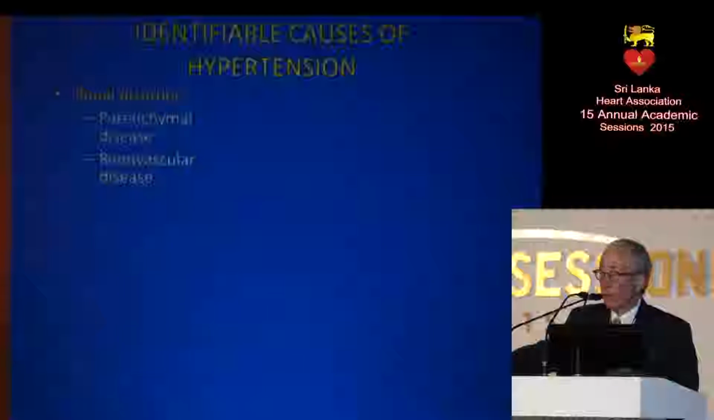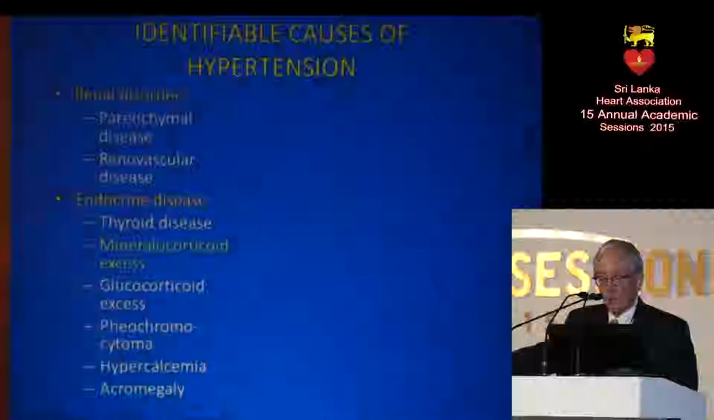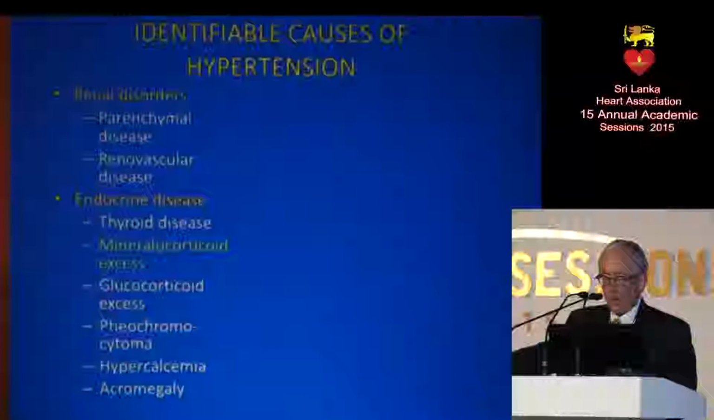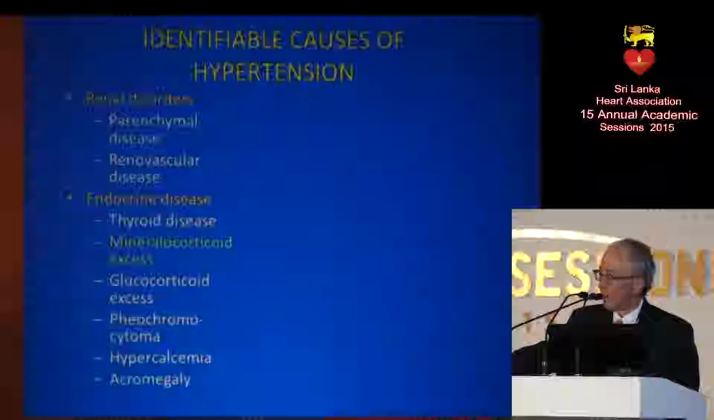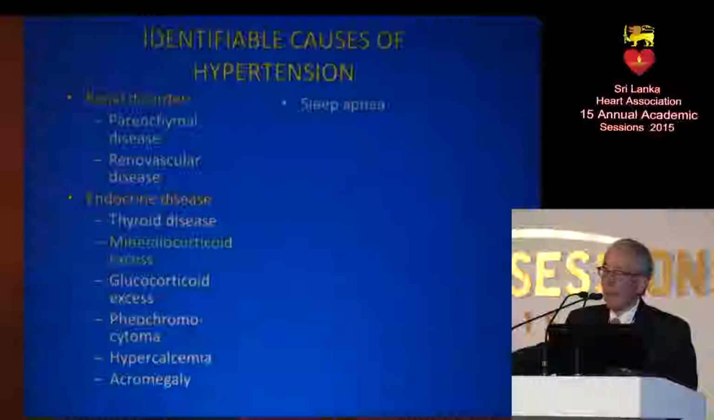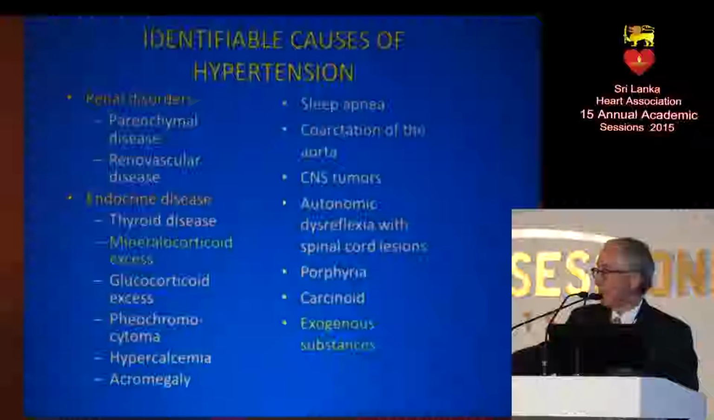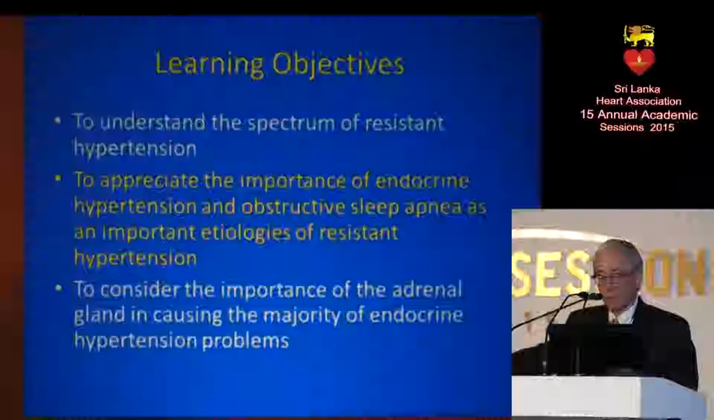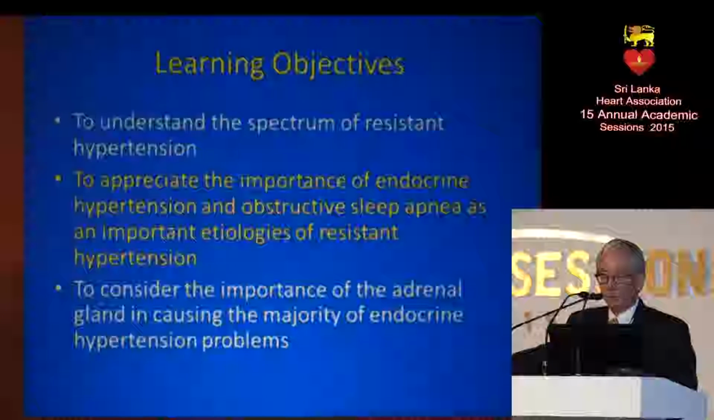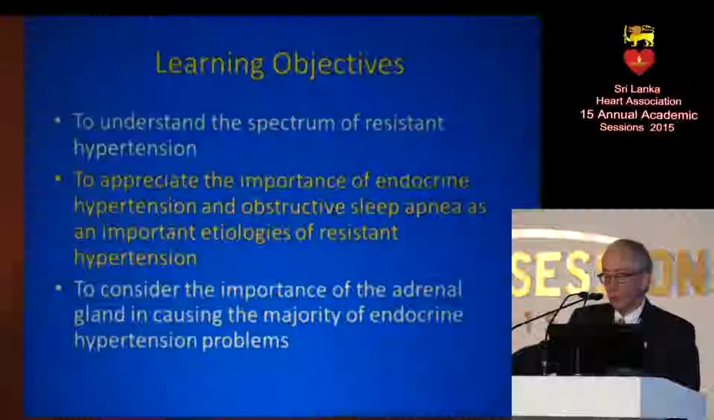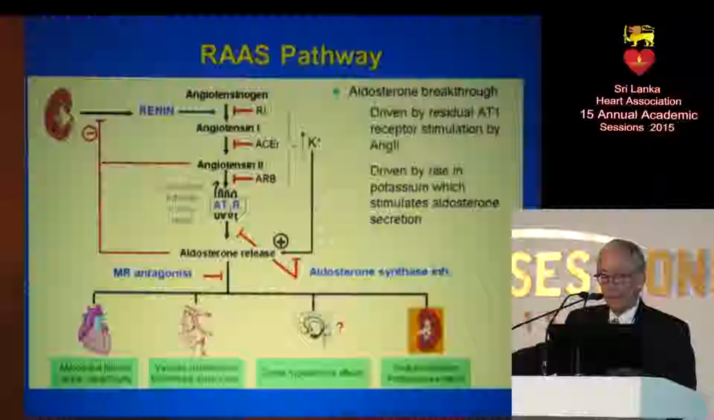Now, obviously, there are kidney causes. I'm not going to discuss those as secondary causes. I think the major ones to consider are the endocrine ones, and I'll really focus on mineralocorticoid excess, as well as sleep apnea, although there are obviously many other different causes of resistant hypertension. So let's delve into this issue of endocrine hypertension, particularly with the adrenal gland and sleep apnea.